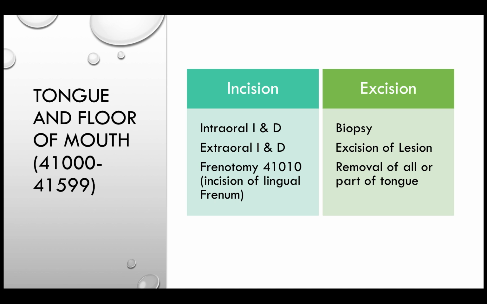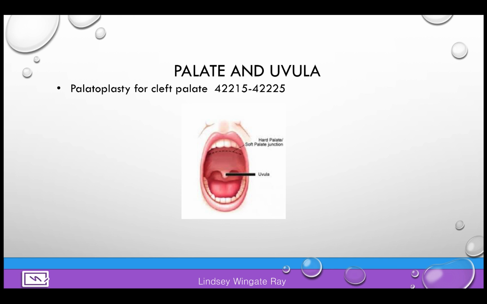Now let's look at the incision and excision portion of the tongue and floor of mouth. Just like every other section, it has an incision and drainage. The difference is it is intraoral or extraoral, so inside the mouth or outside the mouth. And then obviously you have that frenotomy code 41010. In the excision section, you have codes for biopsy, excision of lesion, and removal of all or part of the tongue.